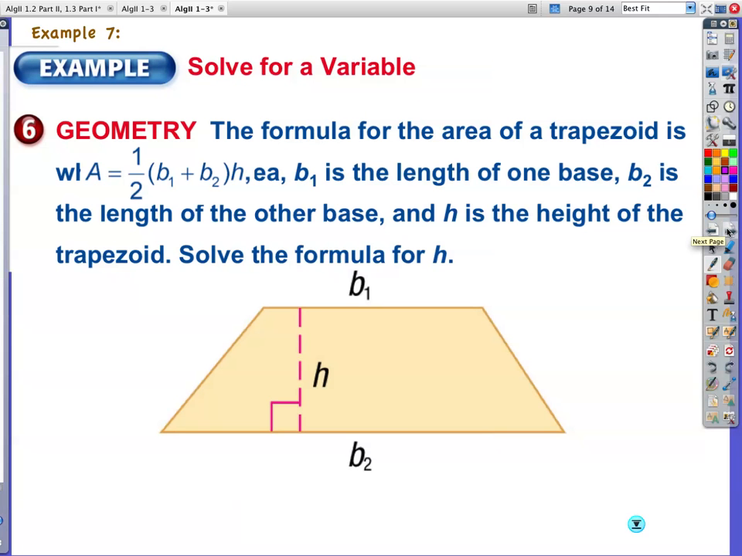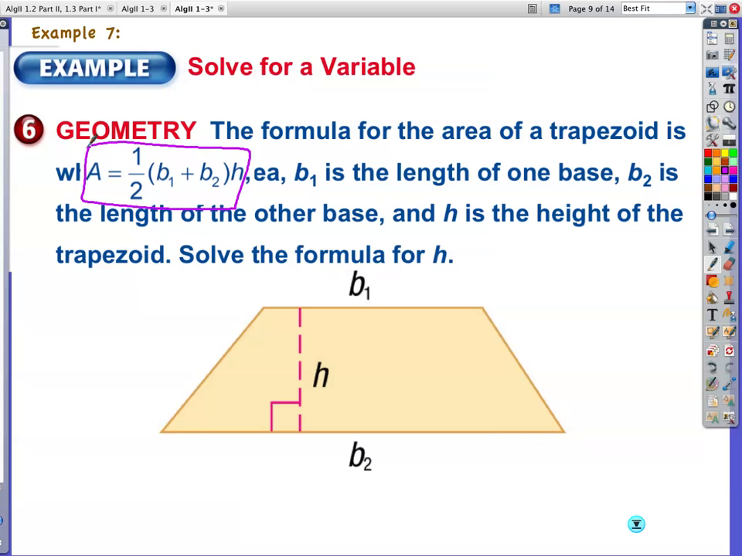Example 7, we have a nice trapezoid. I think this is our second trapezoid, and look at how far we are into Algebra 2. All this geometry. The formula for the area of a trapezoid is just this right here. Where B1 is the length of one of the bases, and B2 is the length of the other base, and H is the height of the trapezoid. Solve the formula for H.